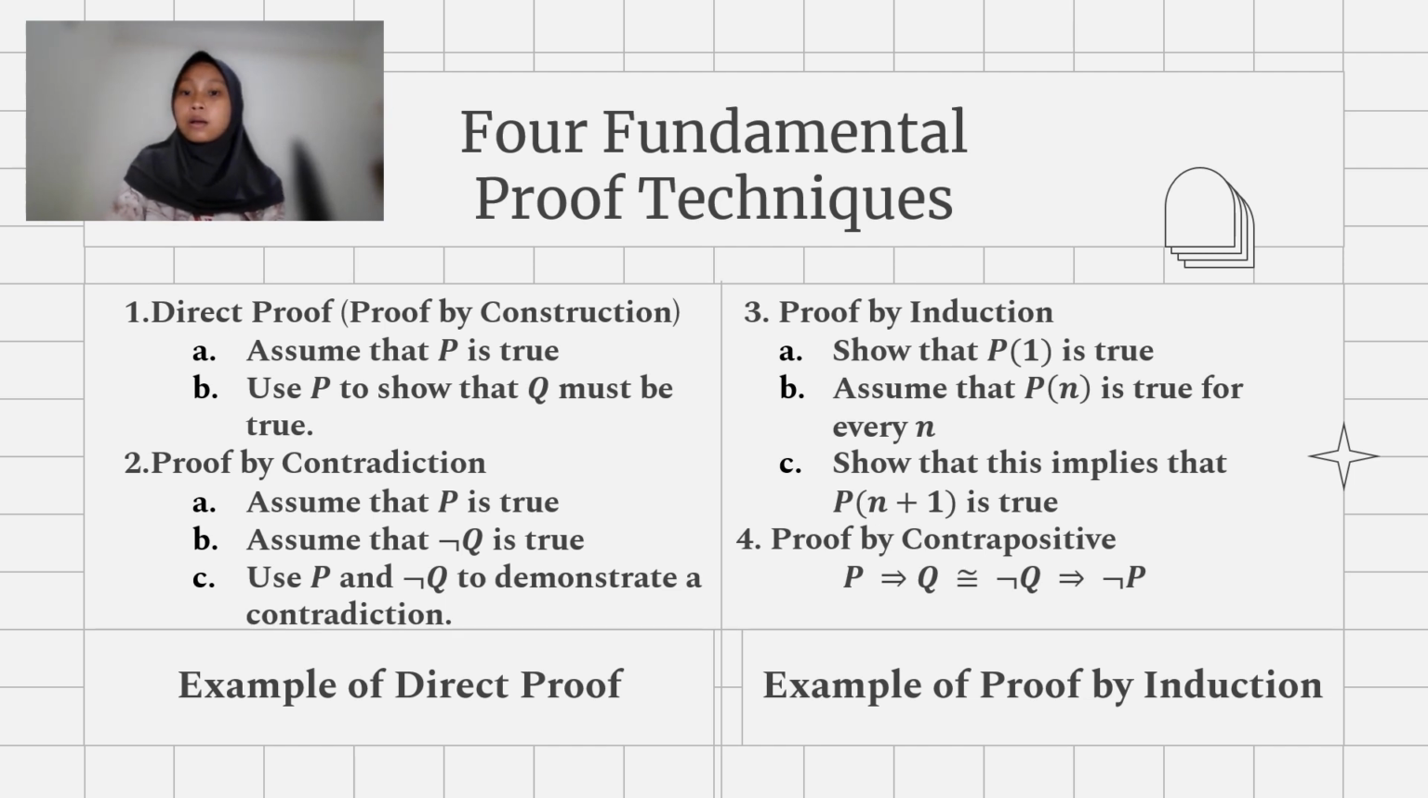The second technique is proof by contradiction. The steps are assume that P is true. Next, assume that the negation of Q is true. And the last, use P and the negation of Q to demonstrate a contradiction.